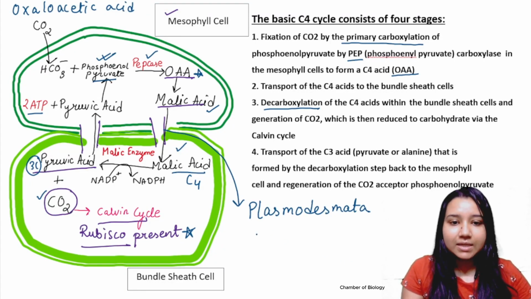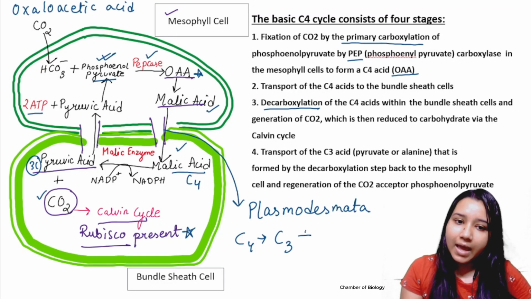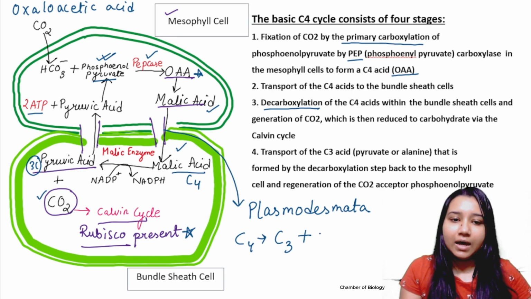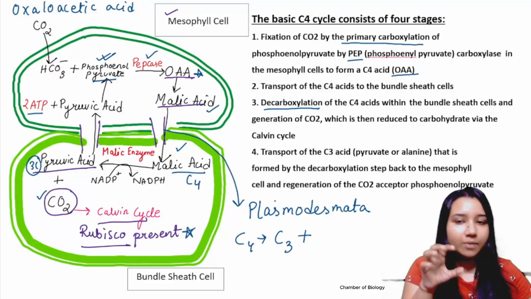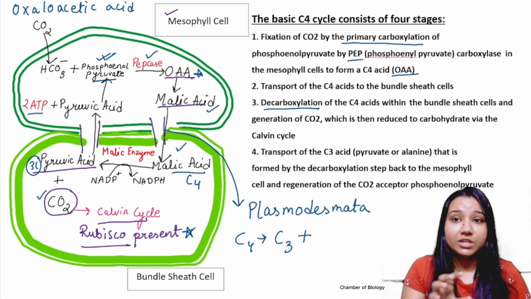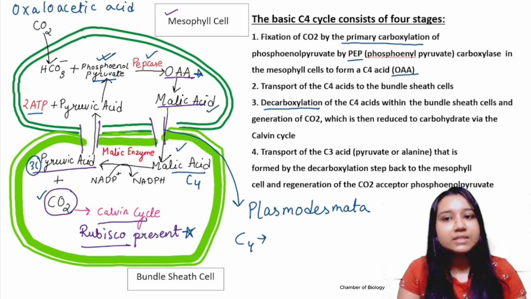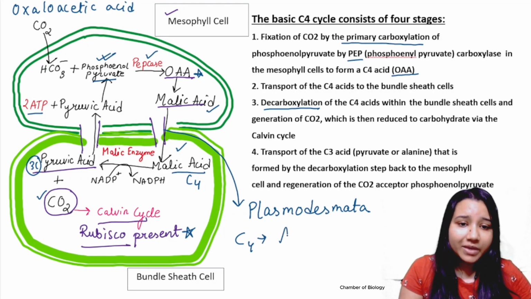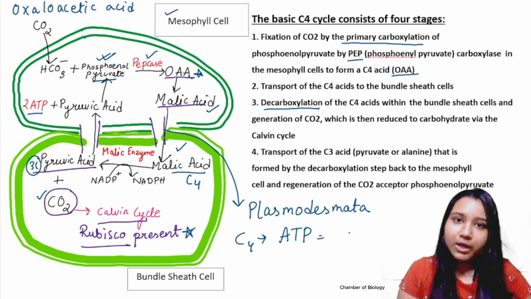So we can see in the C4 cycle, students, the C3 cycle occurs. Along with that, we can see there is also going to be transport as well, right? We can see how the carbon concentrating mechanism takes place. So students, in the C4 cycle, if the C3 cycle also takes place, that means how many ATP are being utilized? Firstly, we know in the C3 cycle there is going to be how many ATP.